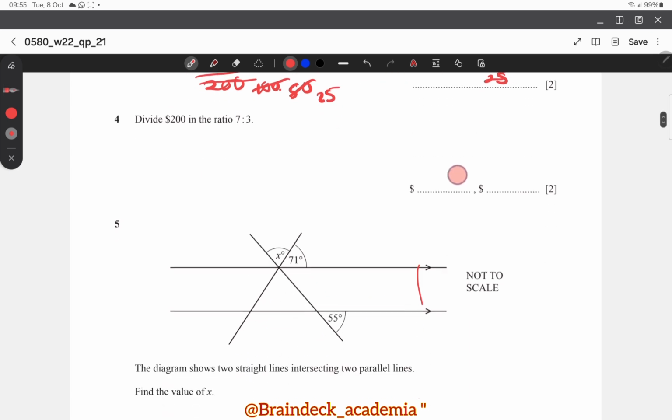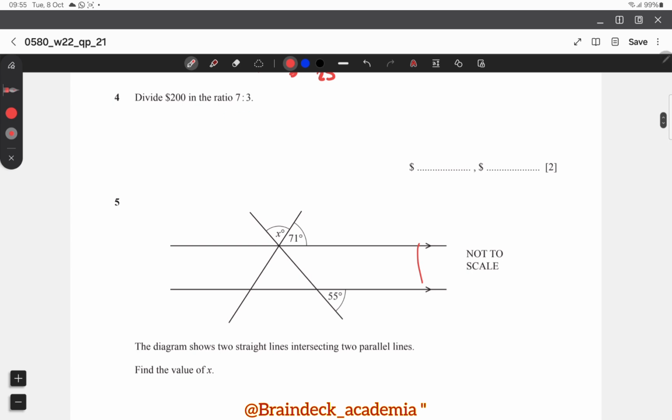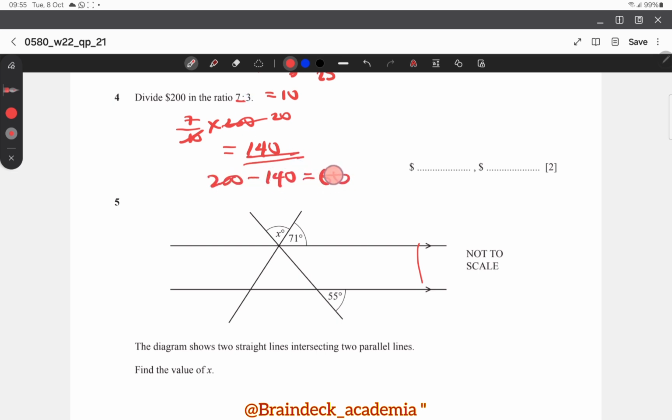The next one said divide 200 in a ratio of 7:3. So we should divide it. The total ratio here is what? 10. So let's do the first one to be the first ratio 7 over the total ratio times 200. 10 here 20. 20 times 7 is what? That's 140. So since the first one is 140, 200 minus 140 will give us what? 60. So the first one is 140, and the second one is 60. And that's our answer.